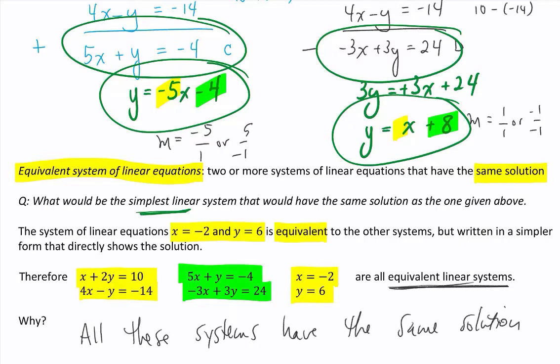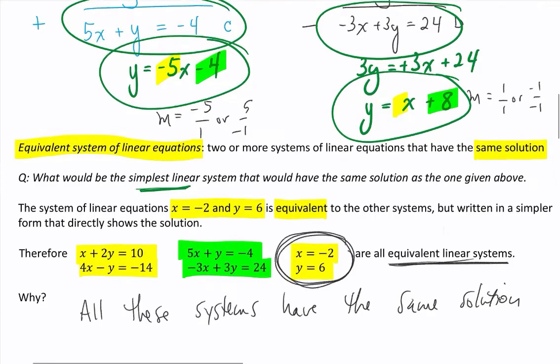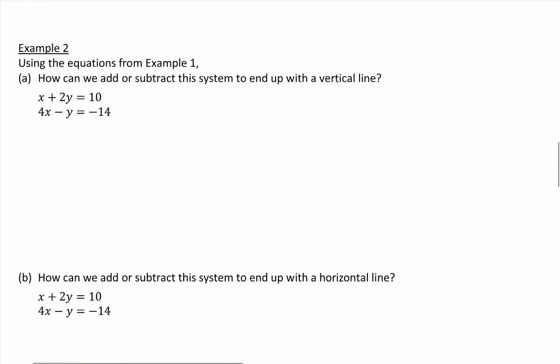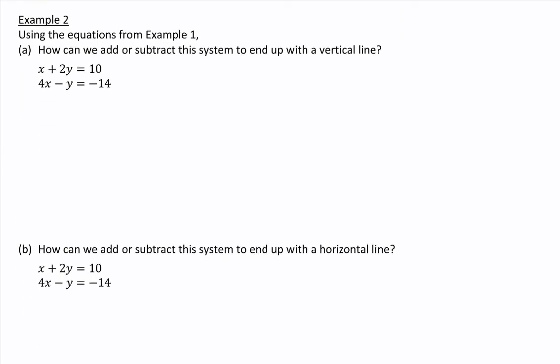So now that we know what an equivalent linear system is, let's look at how we can get it to this nice simple one. Example 2: using the equation from example 1, how could we have added or subtracted this system to end up with that vertical line? And remember, the vertical line was x equals -2.